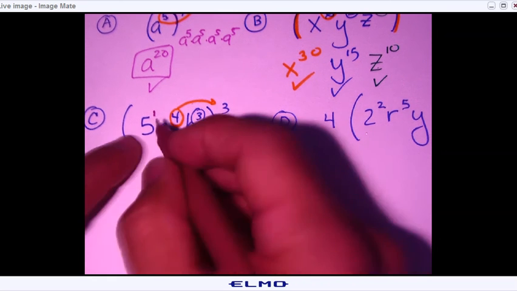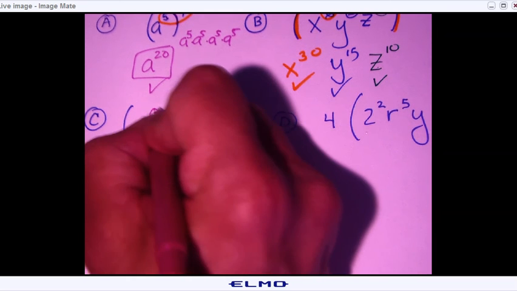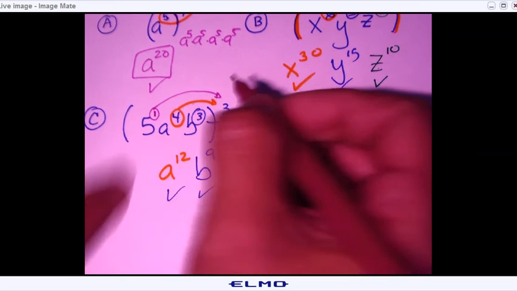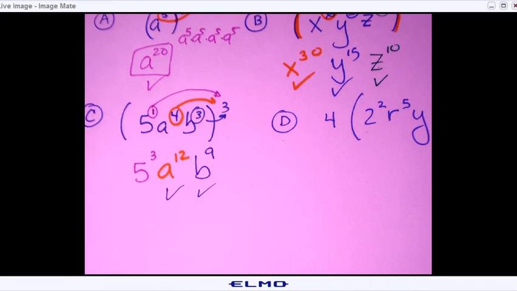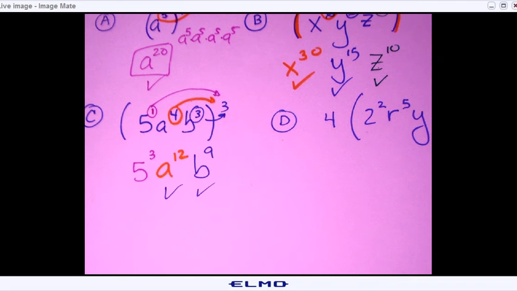Go ahead. All right, I'm going to multiply 1 times 3. So that's 5 to the power of 3. So you see that? All right, so that's basically what?